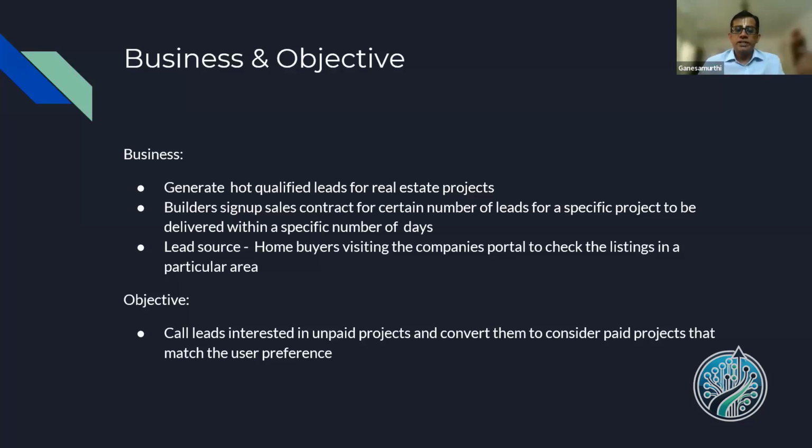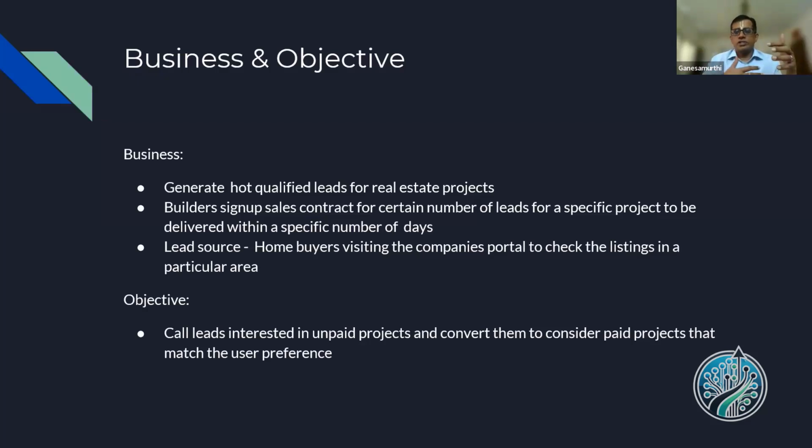Lead source. How do I generate the qualified lead? There is a portal with listings. People come to the portal, want to check out some properties, put in their phone numbers and then view the properties. From there, we know who is interested in what kind of property in what area. So we know, here are 100 people interested in properties around this area with such and such budget and design. Based on that, the objective of the operations team is to call leads interested in unpaid projects.